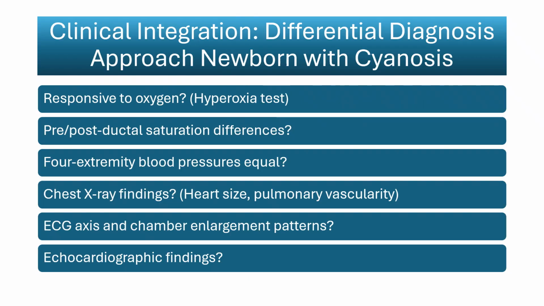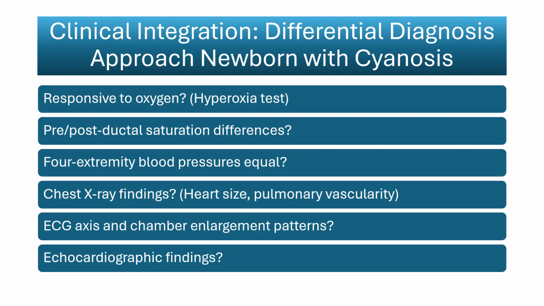Evaluation of a cyanotic newborn requires a structured approach to rapidly separate cardiac from pulmonary causes. The hyperoxia test is a first step. When oxygen saturation fails to improve with 100% inspired oxygen, a structural heart lesion with right-to-left shunt is likely. Pre- and post-ductal saturations are then compared. Differences between the right arm and lower extremities help distinguish transposition physiology, ductal shunting, or coarctation. Four-extremity blood pressures add further clarity, as gradients suggest obstructive lesions such as coarctation or interrupted arch.